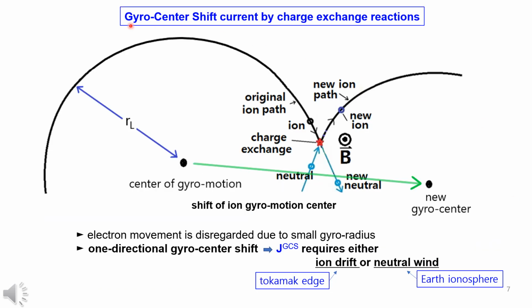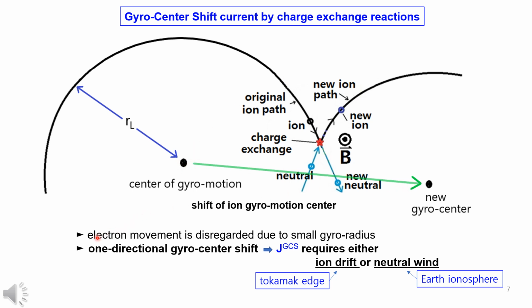To explain the LH transition mechanism, we need to know how a current is formed at the tokamak edge. And this comes from the charge exchange reactions. Before the reaction, an ion in gyromotion encounters a neutral. Here, an electron of the neutral switches its ride to the ion, so the ion becomes a neutral and the neutral becomes a new ion starting a new gyromotion, so the center of gyromotion shifts from here to there.